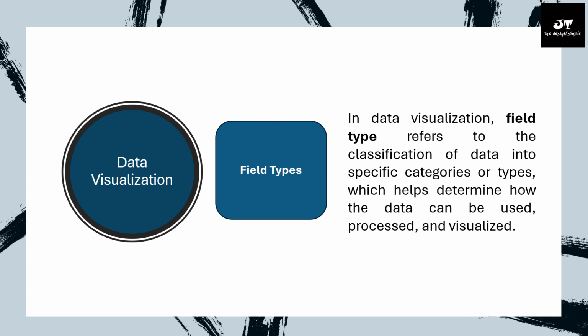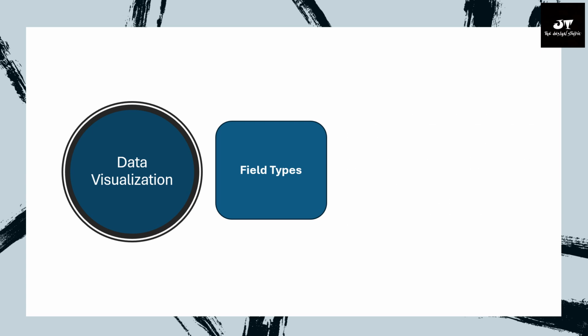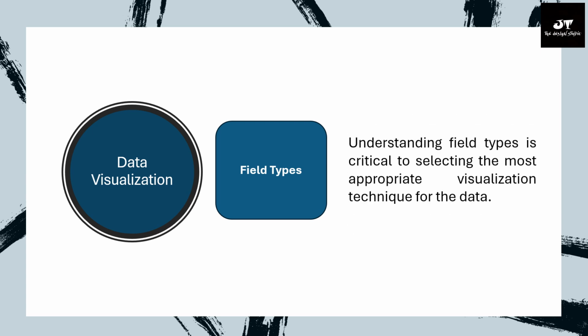For example, numerical data is best suited for charts like bar graphs and scatter plots, whereas categorical data is more effectively represented using pie charts or grouped bar charts. By correctly identifying and assigning the appropriate field type to each dataset, data analysts and visualization designers can enhance readability, improve data accuracy, and ensure effective communication of key insights. A poor understanding of field types can lead to misinterpretation, incorrect visual representation, and ultimately, flawed decision-making. To visualize data effectively, it is crucial to classify it correctly based on its characteristics.